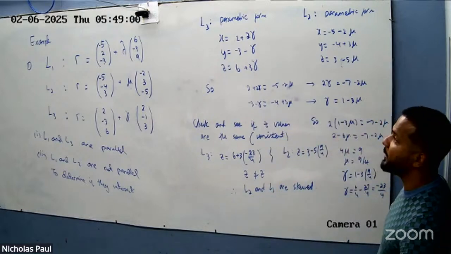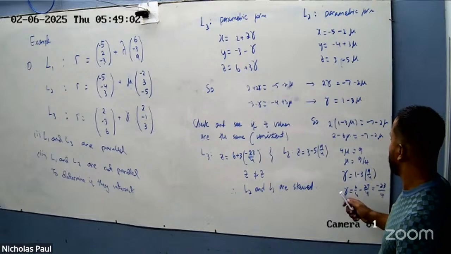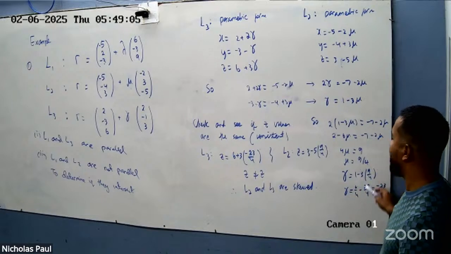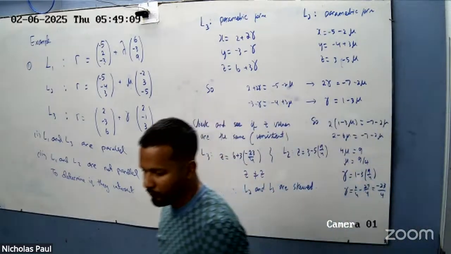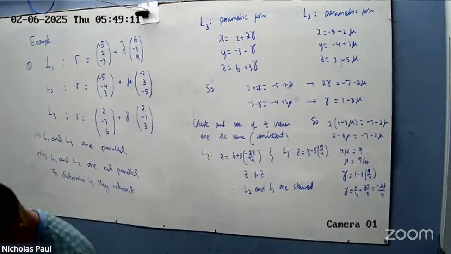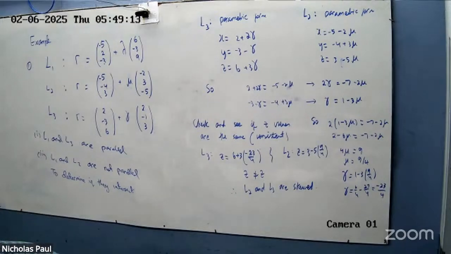Anybody got these values? Chelsea, you got these values for mu and gamma? What went wrong? Everything. Very correct. Yeah.